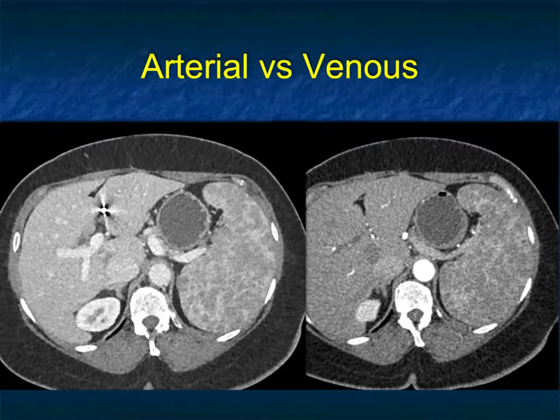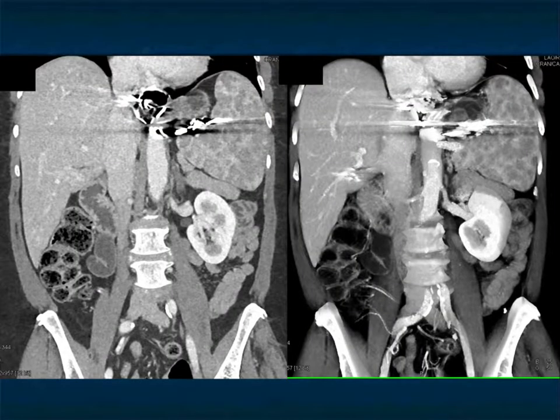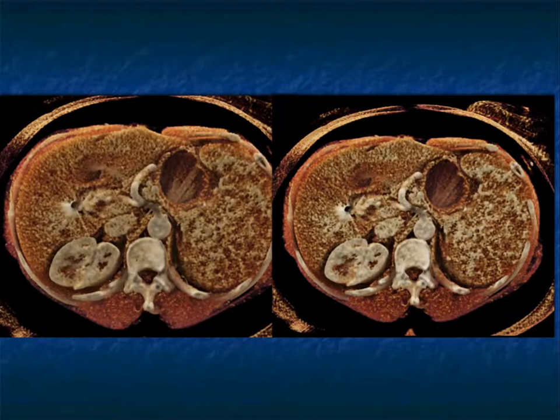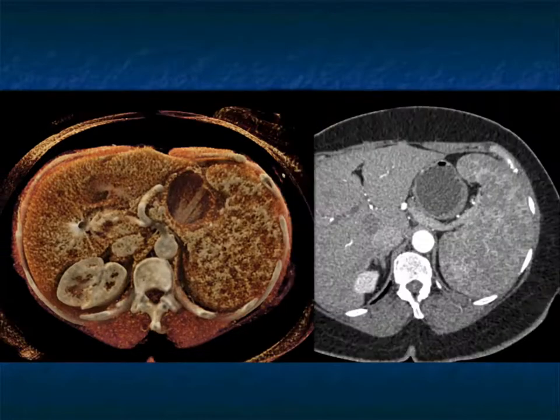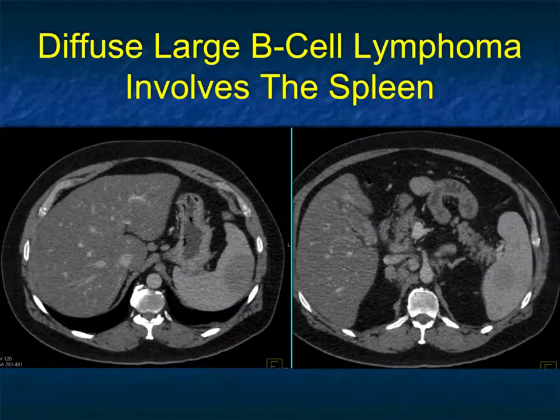There it is, arterial versus venous. That pattern is even more accentuated on the venous phase. Here it is again on coronal view. Here it is really nicely shown on the patient's cinematic views. And again, what you're dealing with is an infiltrating process in the spleen with significant textural changes, and that was a patient with lymphoma.